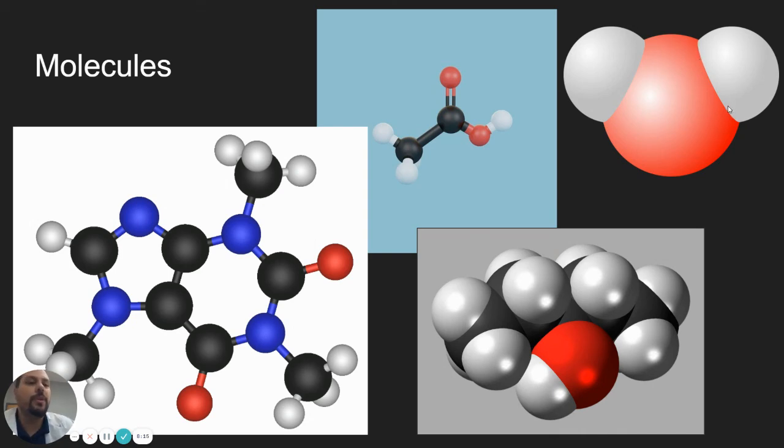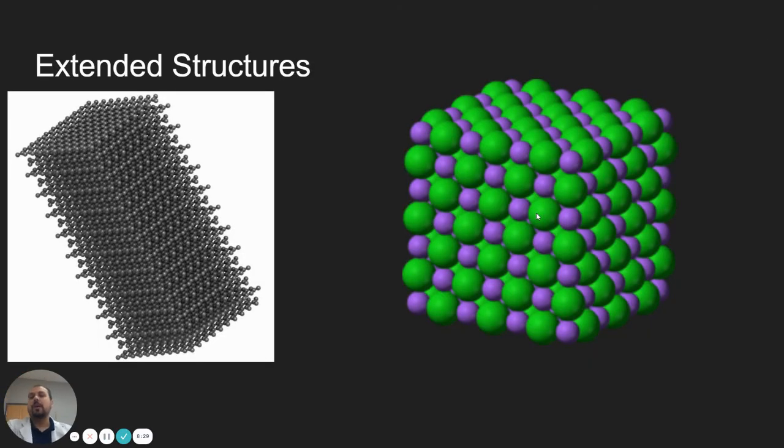So like this water molecule up here has 2 bonds. And this one has a whole bunch of bonds. And so they don't have the sticks. It's just where the spheres touch each other. That is where the bonds are. So those are molecules. Extended structures are bigger structures.